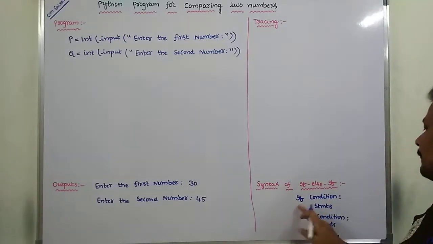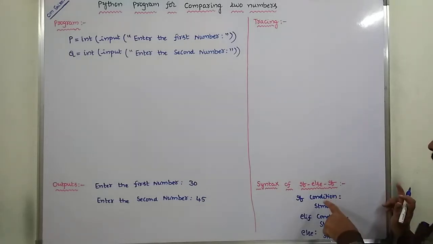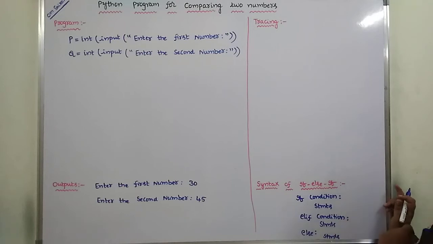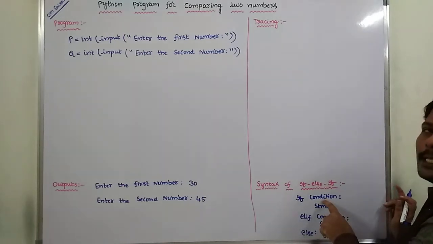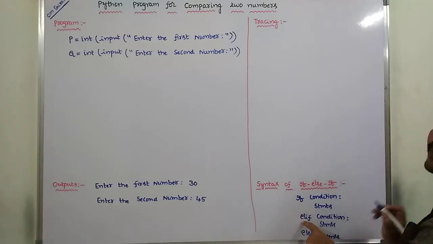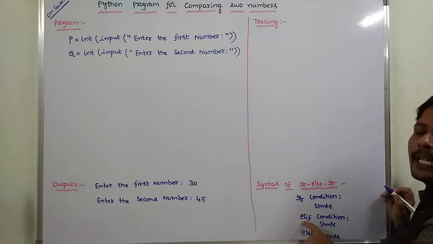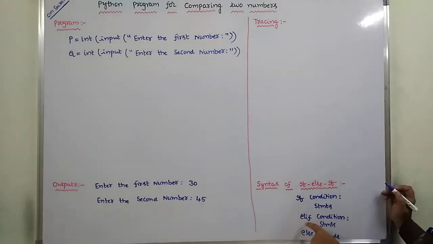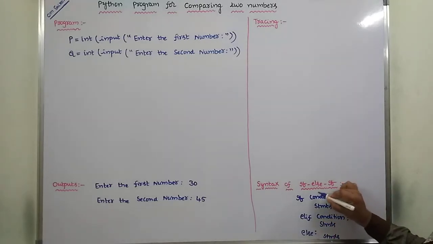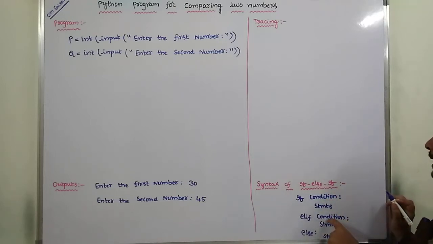First, if condition colon. If the condition is true, then the statements within the if block are executed. Suppose this condition is false, then go to this one. Elif means else plus if, and it is written as E-L-I-F. The elif condition is checked. If this condition is true, then the statements within the elif block are executed.